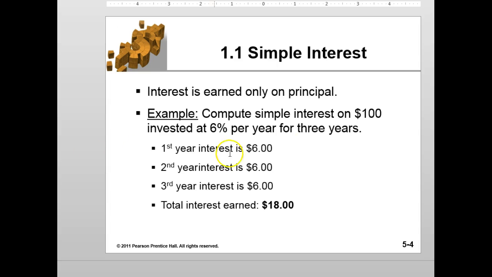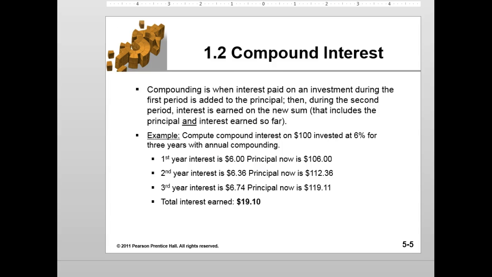Now, let's start with some of the terms. Simple interest. That's interest earned on the principal only. An example, if I had $100, I invested it for 3 years at 6%, and it was simple interest. I would just earn interest on the $100, not what has been accumulated, as compared to compound interest.